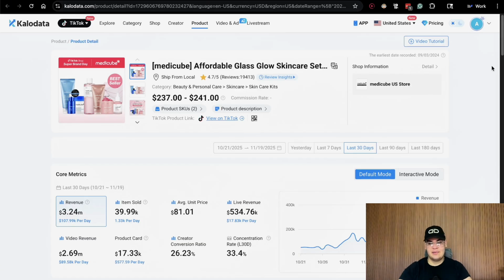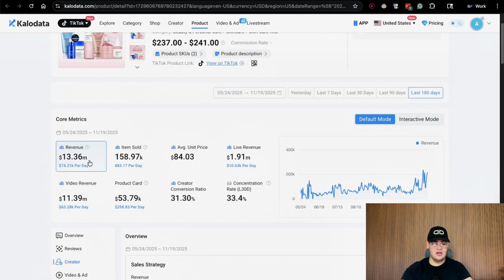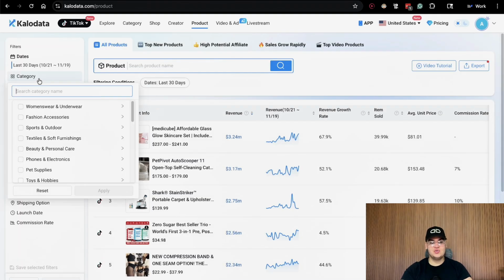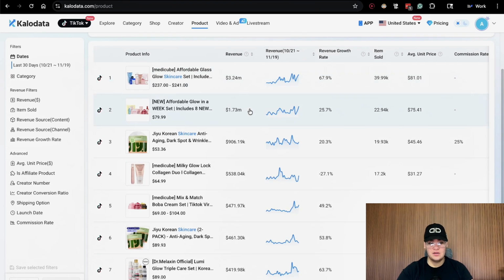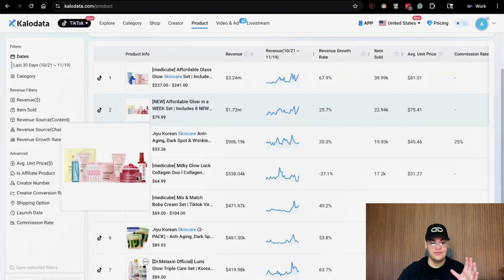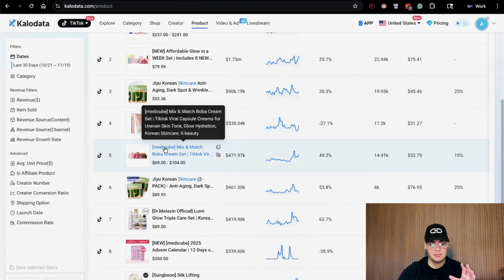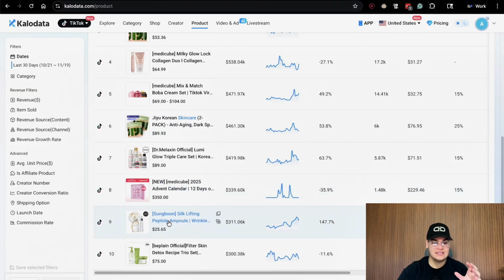And now you can see in the past 180 days, through this one SKU, keep in mind, $13 million. And like I said, if you go here to product, if you choose a category, let's go skincare. Okay, so let's look at this, right? So number 1, Medicube has it. Number 2, Medicube has it. Number 4, Medicube has it. Number 5, Medicube has the product there. Where is it? Number 8, Medicube has it as well.